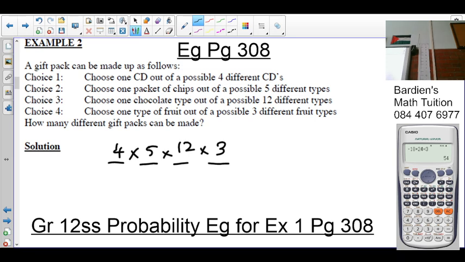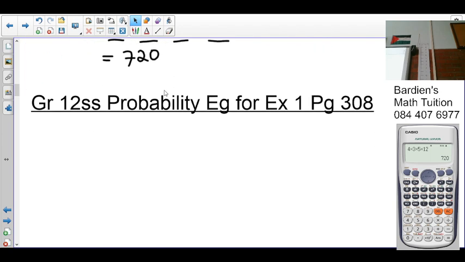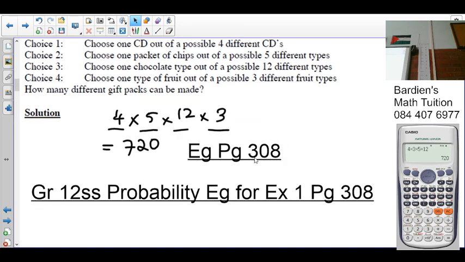So that simply would give us 4 times 5 times 12 times 3. We're going to answer 720. So there are 720 different ways I can make up this gift pack. You guys understand? Right. Let's go to the next question.